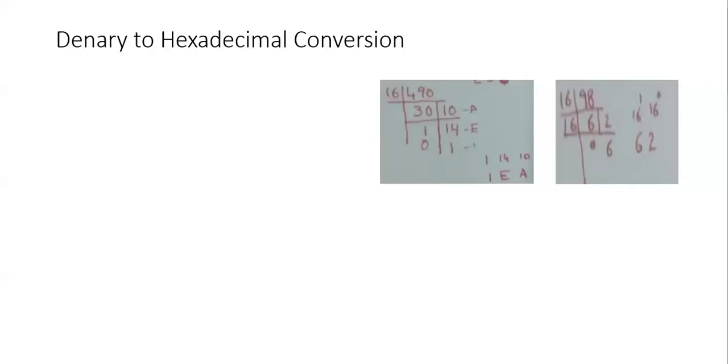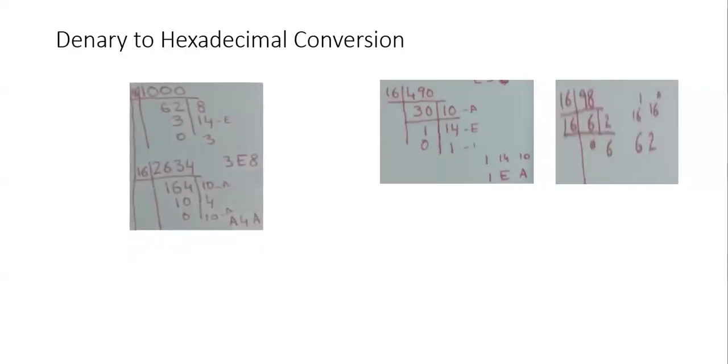One more example, actually two more examples. We want to convert 1000. Again, we divide it by 16. We get 62 here, and the remainder is 8. Then we do it again. We get 3 here, and the remainder is 14. We do it again. Now we get 0, and the remainder becomes 3.